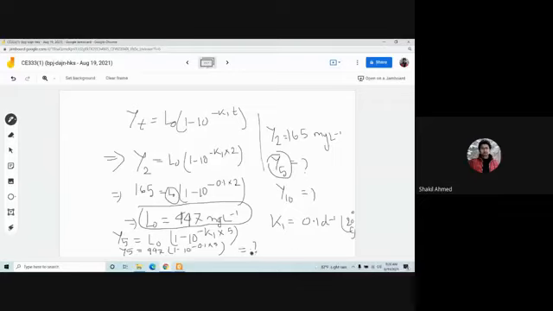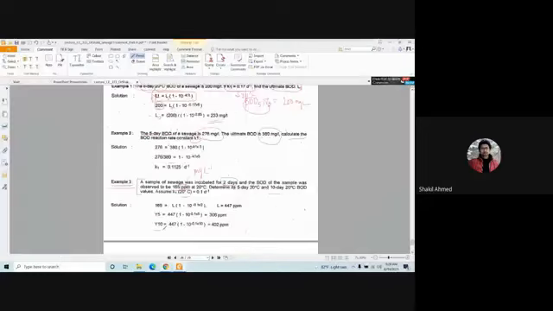Clear? Tell me the value, please. 305.64, approximately 306 milligram per liter. Similarly, you calculate the value of Y10. Just put the value 10 here, and you'll be able to calculate Y10. That will be 402 milligram per liter. Clear?